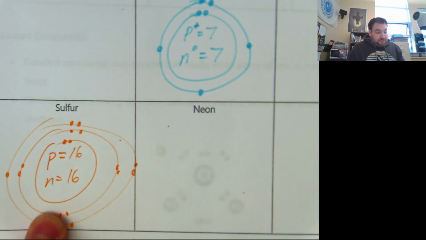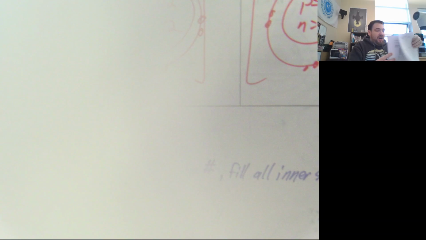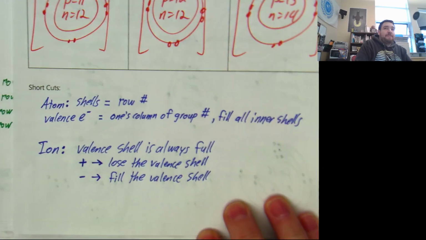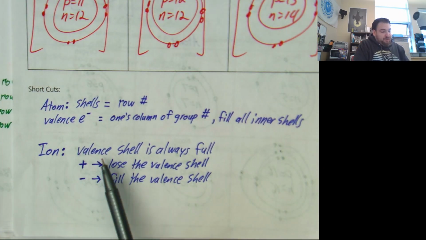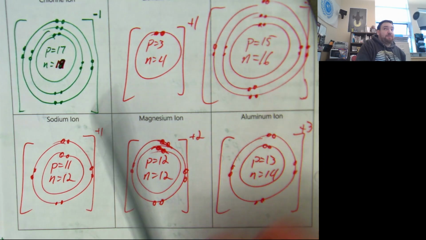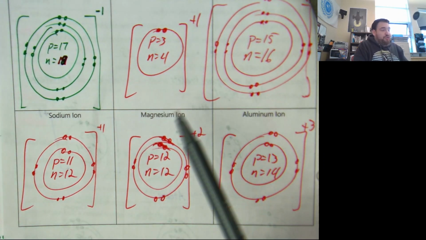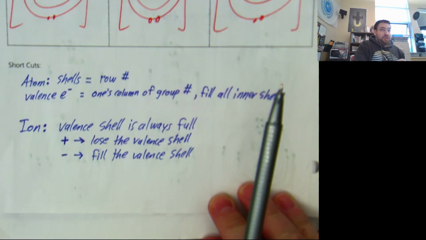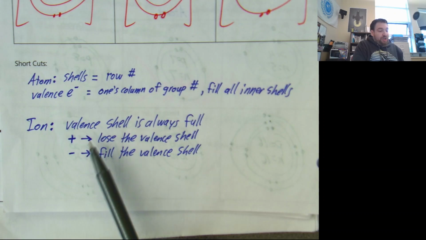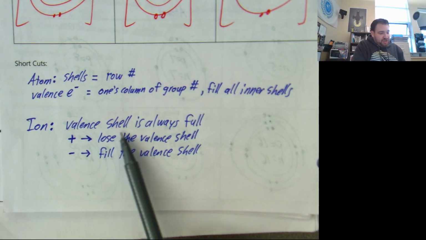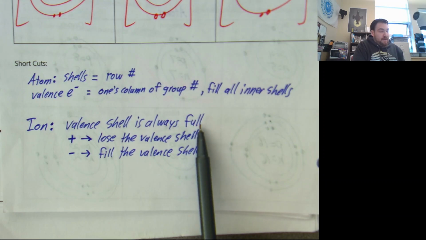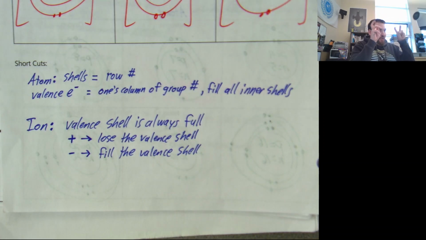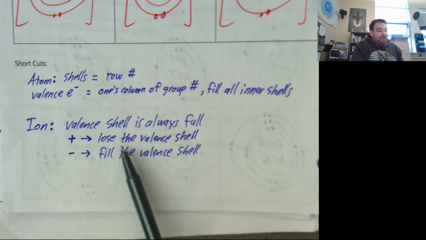So that was the shortcut for sulfur. I'll show you the shortcut for the ion. Here's the one I wrote, or what I had Mr. Radin go through with the ion. For the ions, it's important to recognize that after you've drawn all these, perhaps you noticed, when you're drawing ions, that outside shell is always full. So the shortcut for the ion is, if that valence shell is always full, there are two ways to fill it, in air quotes.